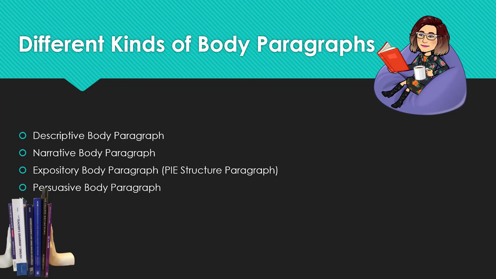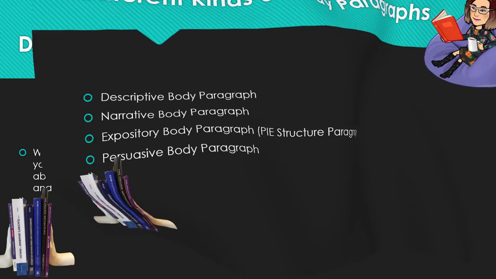And those are the different kinds of body paragraphs that I'm going to talk about in this presentation: descriptive body paragraph, narrative body paragraph, informative, expository, and pie structure body paragraph. All mean the same thing. It just means you inform the reader of the facts in an objective, neutral way of your topic. And a persuasive body paragraph, which is very similar to an argumentative body paragraph.